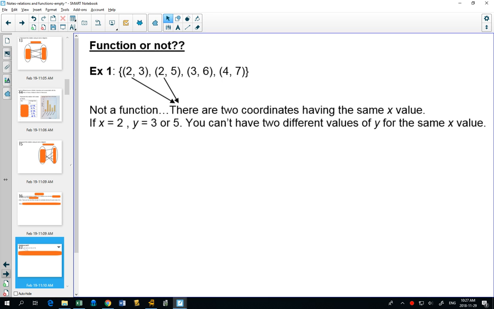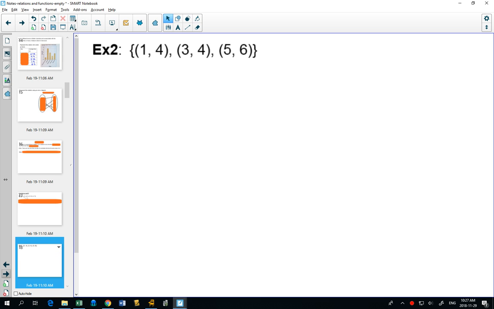No, it's not the other way around. There's a special name for each y value having only one x value. It's called a one-to-one function, but we're not studying that yet. Right now, we're just trying to determine if these are functions or not.